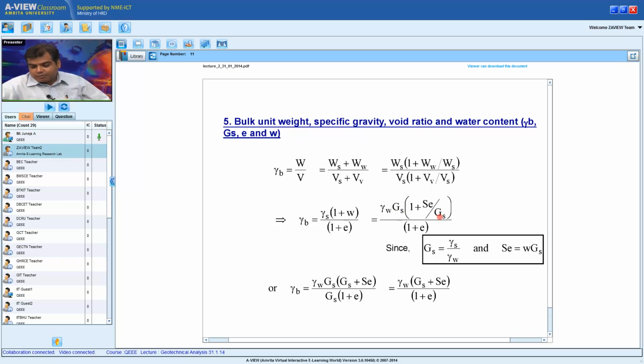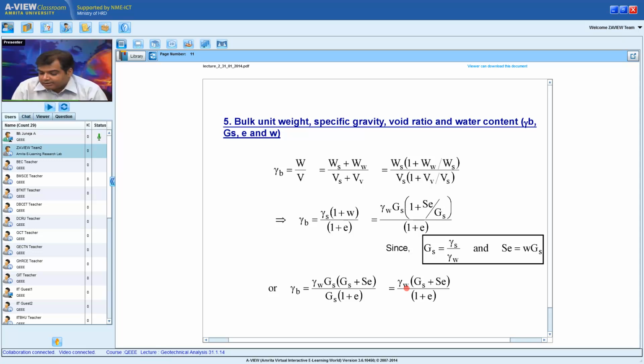Okay, let's solve this and simplify this. I have GS over here, so I can multiply by GS and take GS plus SE divided by GS. These two terms come over here. So in other words, GS gets cancelled out, which leads to an expression for bulk unit weight, gamma B equals GS plus SE divided by 1 plus E times gamma W.